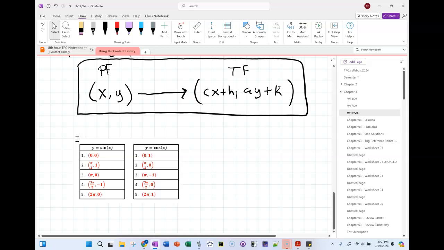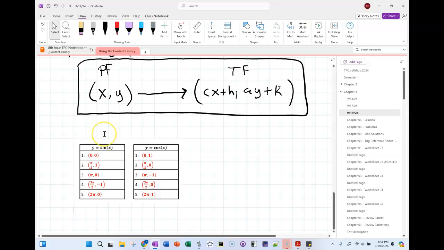So if it's a sine function, I'm going to use the points 0, 0, pi over 2, comma 1, pi, 0, 3 pi over 2, comma negative 1, etc. And for cosine, I'll use that other set of points. So far, so good? Mr. Kulik, do I have to memorize these? No. Do I have to put them on my half sheet then? No.